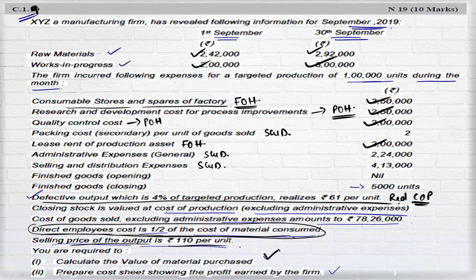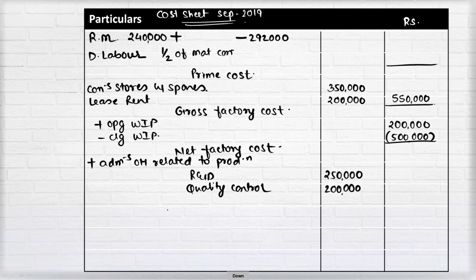Administrative expenses, no. They have specifically termed that administrative expenditure should not form part of cost of production. Selling and distribution 4,13,000, it is alright. Defective output, 4% of targeted production, realizes 61 per unit. Alright. That will be deducted from here, but can I say this answer will be cost of production?